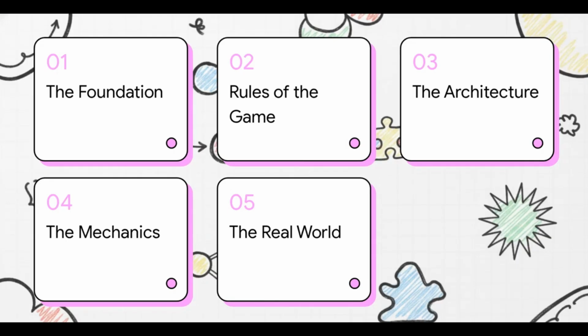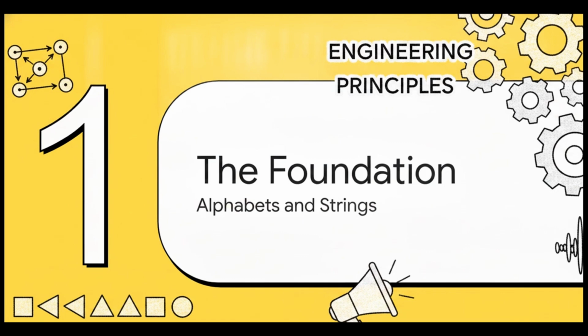So, here is our blueprint for today. 1. The foundation. 2. The rules of the game. 3. The architecture. 4. The mechanics. And finally, number 5, the real world. Kicking things off with Section 1, the foundation, which covers alphabets and strings.